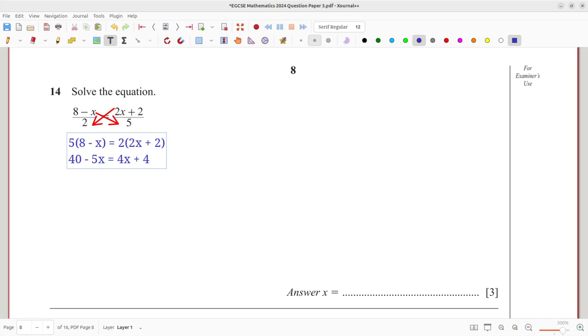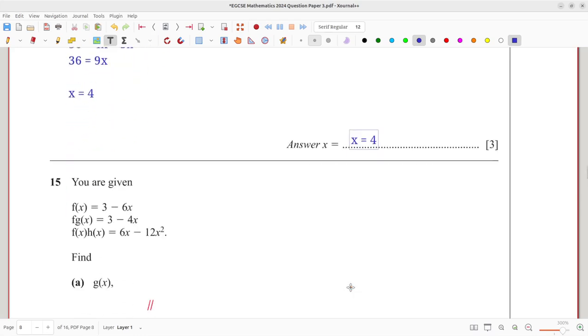Now let's check. Let's take 4 to the other side. Subtracting 4 on both sides, you are going to get 40 minus 4 minus 5x is equal to 4x, and 4 minus 4 is 0. Then add 5x on both sides. 40 minus 4, that's 36, is equal to 4x plus 5x. Then 36 is equal to 9x. Divide by 9 on both sides. x is equal to 4. Nice.